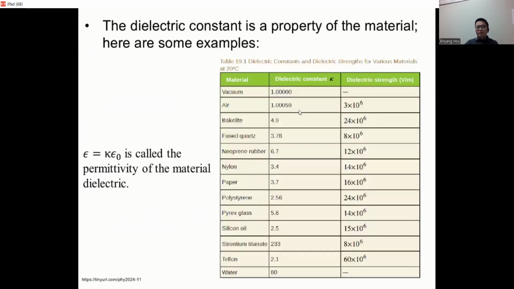Kappa for different materials, you can look them up. For vacuum, it's just 1. For air, it's close to 1. And for other materials, you can look them up.